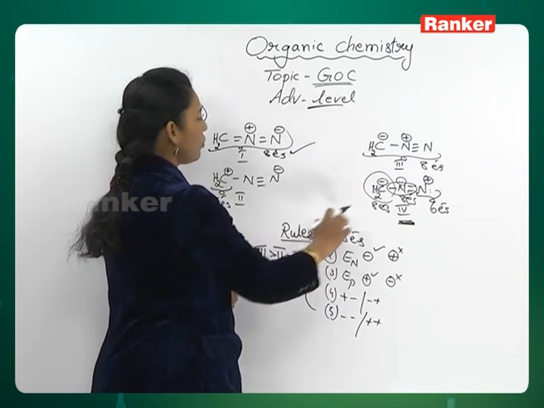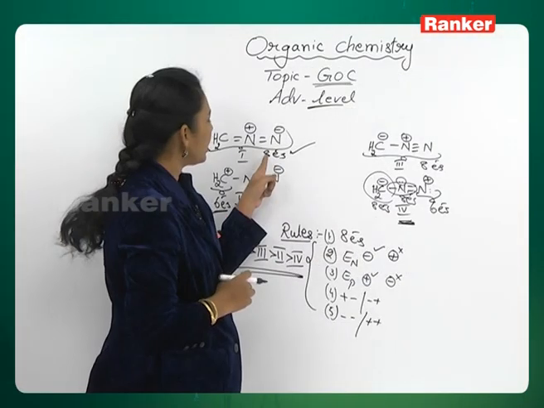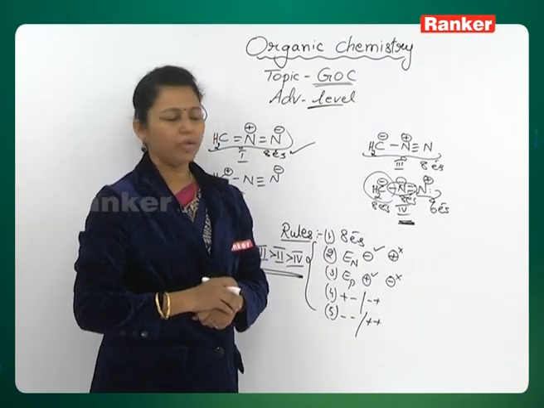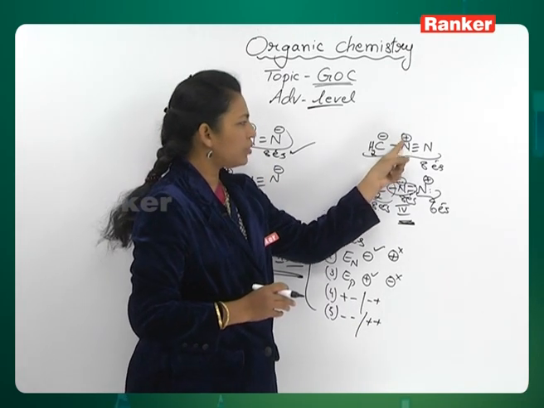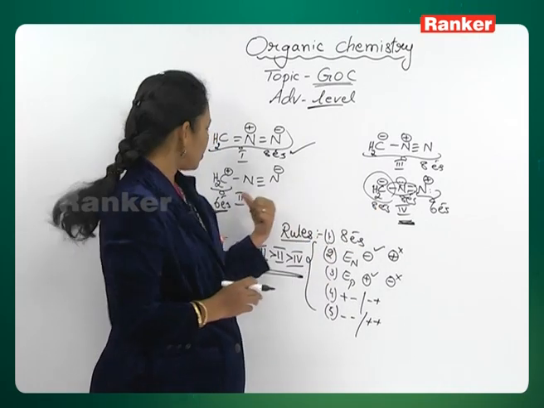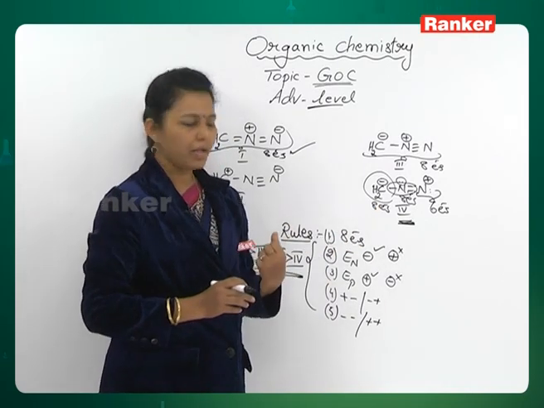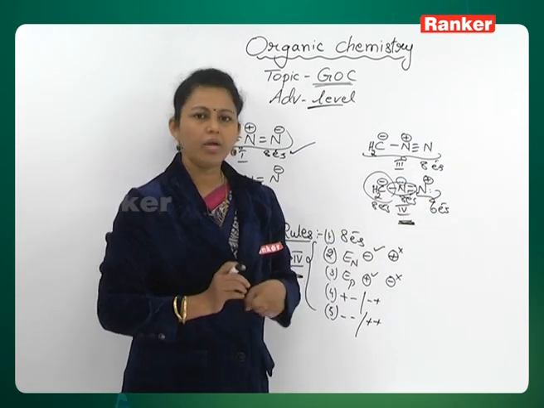So out of these 4, only the first 2 compounds are satisfying the octet configuration. So we can take the first 2 compounds as stable compounds. Among these 2, this is the most stable because nitrogen is carrying a positive charge, and these 2 are not containing octet configuration. So these 2 we can take as least stable, and among these 2 this will be the least stable because nitrogen is carrying a positive charge here.